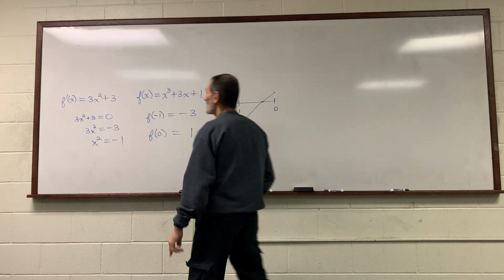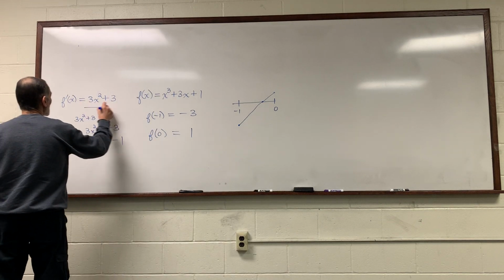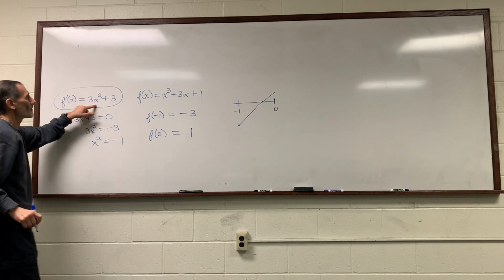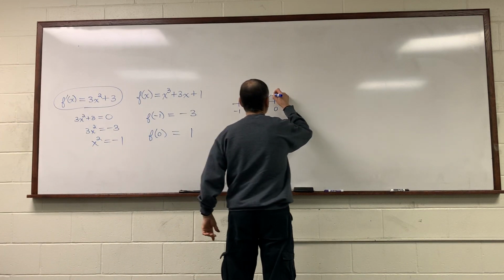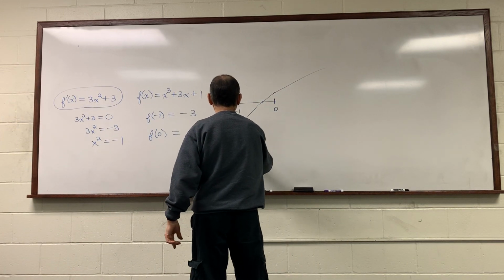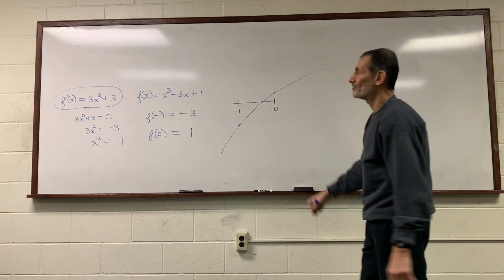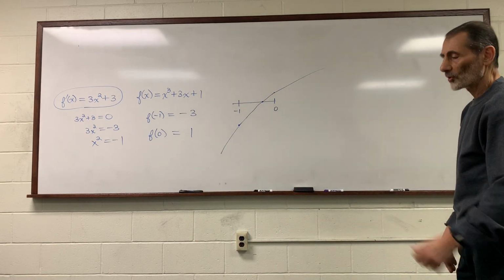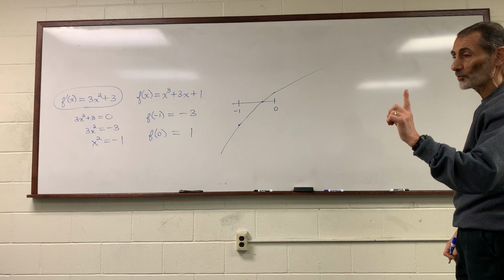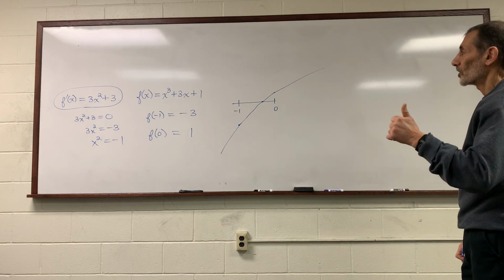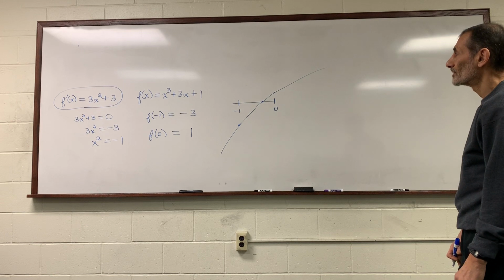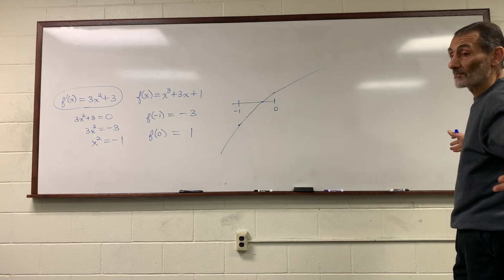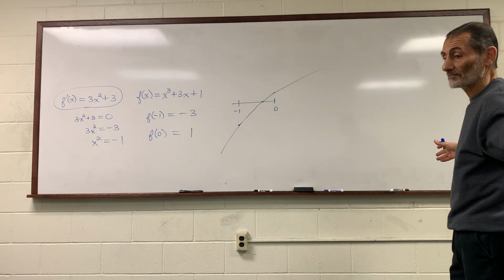In fact, 3x squared plus 3 for any real number x is positive. This function is always increasing. There cannot be a second root. So using the intermediate value theorem, we can prove that there is one root. Using the opposite of Rolle's theorem, we can say there can't be a second root. And that's that.